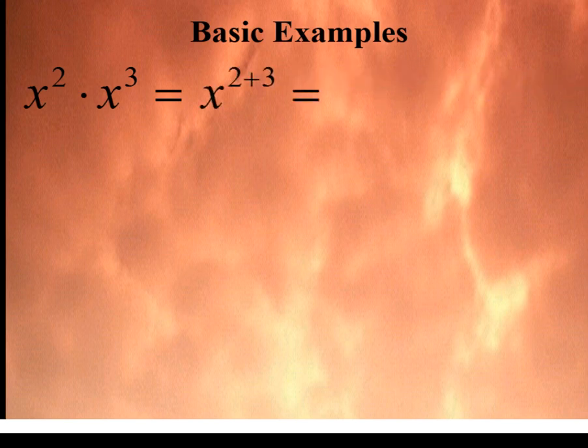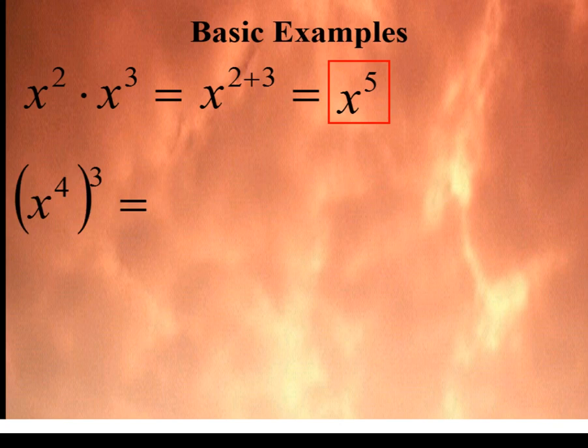Okay, so some examples of some of the things we just talked about. Here I have x squared times x cubed. That's going to give me the same base, so I can add the exponents. 2 plus 3 is 5, so I just get x to the 5th. X to the 4th, that whole thing cubed would just result in x to the 12th. I'm going to multiply those exponents.